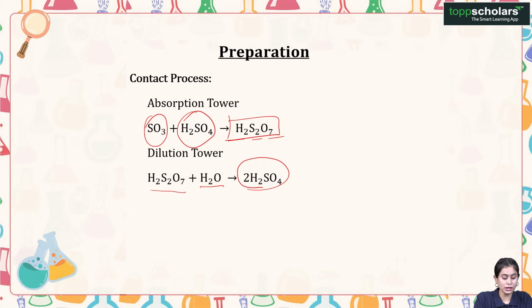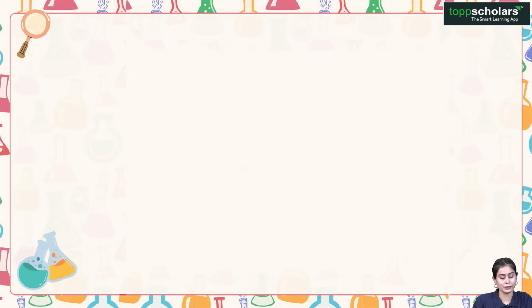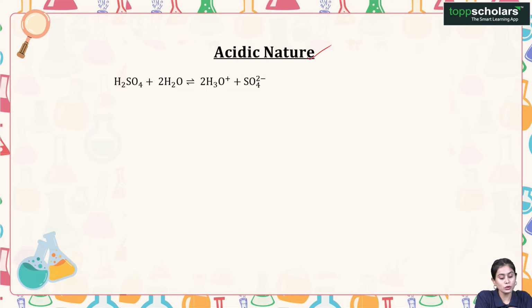Since this SO3 which is produced is highly reactive, it gets absorbed in different sections of the tower. In the absorption tower, oleum is formed. Okay, this compound is the oleum. In the dilution tower, what happens to this oleum? It reacts with water and forms sulfuric acid. Okay, let's move on to the acidic nature of sulfuric acid. Your H2SO4 reacts with water to form hydronium ions. That is the acidic nature, right? Any acid that dissolves in water forms what? Strong acids form hydronium ions and your sulfate ions. This proves the acidic nature of your sulfuric acid.